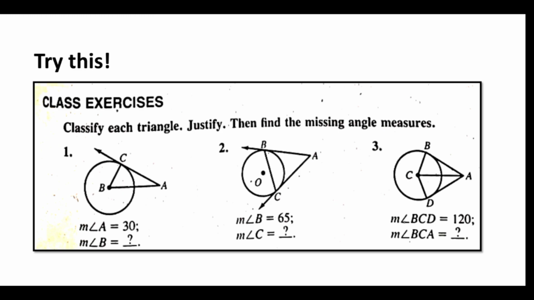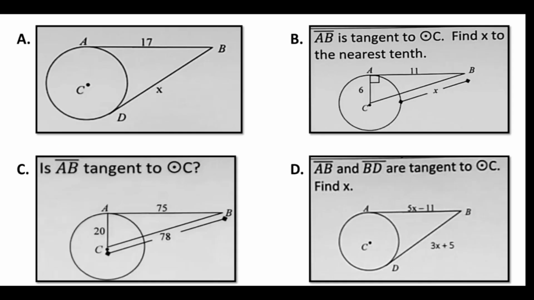Next one, we have here two right triangles. If the measure of angle BCD is equal to 120, find the measure of angle BCA. So the measure of angle BCA is equal to 60 because of the definition of angle bisector. Next, I have prepared 6 other examples for you to understand more about the properties of tangents.